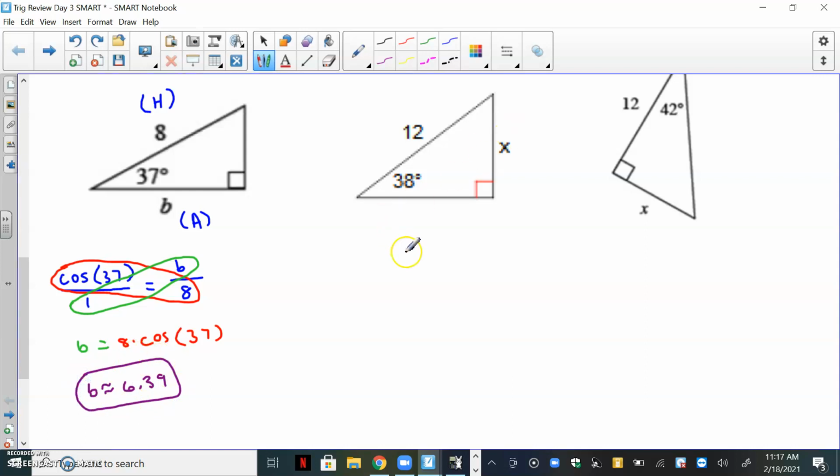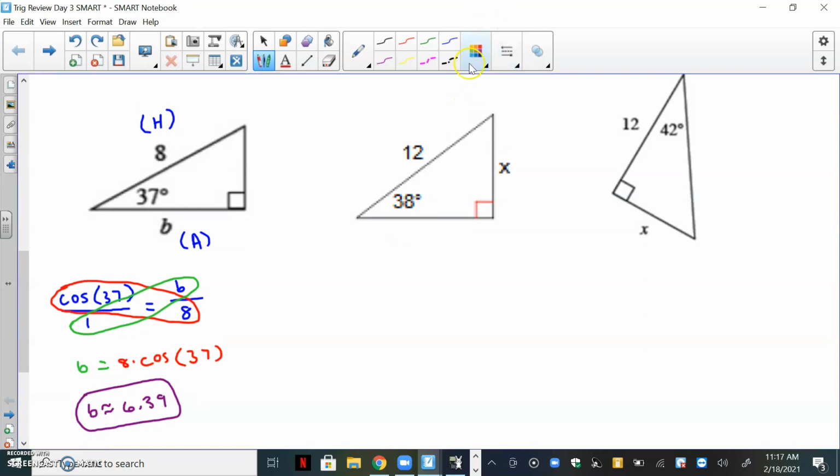Alright, so let's try the next one. Same first step, we start by labeling our sides. So X is the farthest away from 38, this angle, and so if we drew an arrow straight out of the angle, it would land on the side that's the opposite. So this is going to be our O. 12, you should be able to tell, is the hypotenuse, it's the longest, and so we know we're working with O and H.